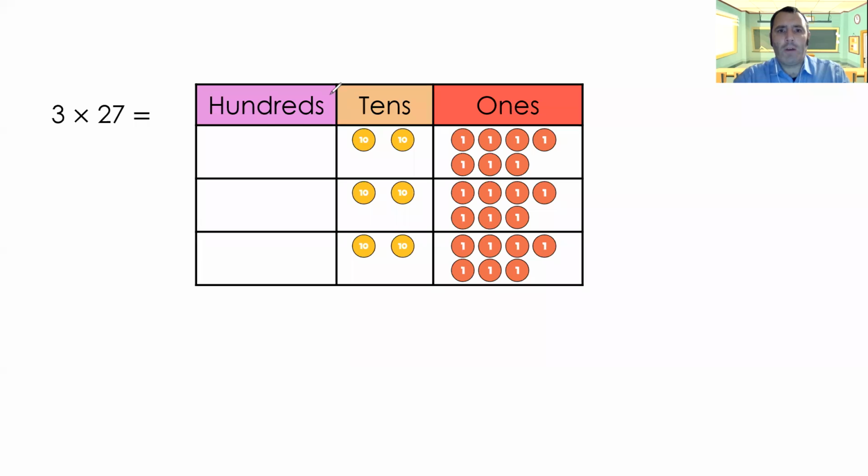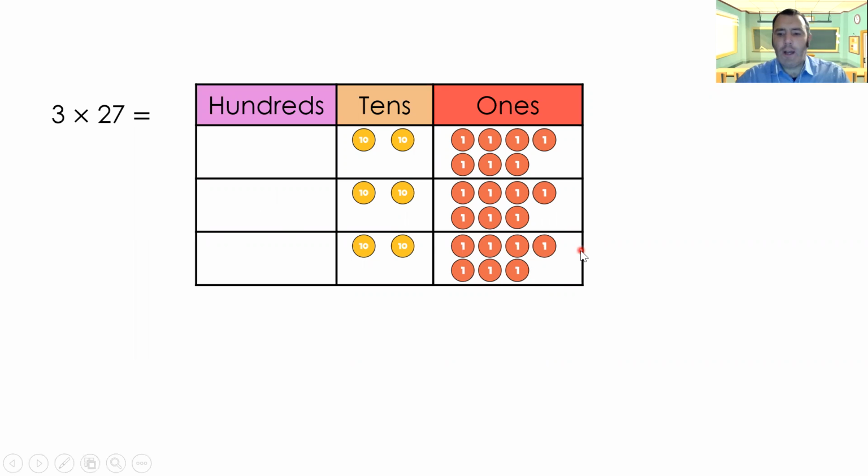So I've got my grid here set up. I've got my hundreds column, my tens column, and my ones column. And I've put 3 rows on to show the numbers I'm multiplying. And in each row, I've put 2 tens to make 20 and 7 ones to make 7. So I've got 27 here, 27 here, and 27 here.